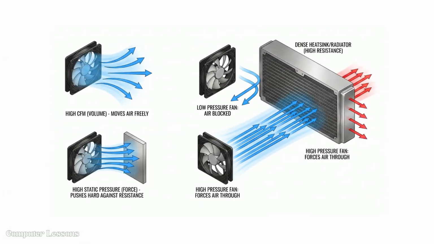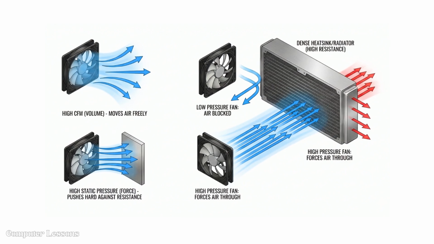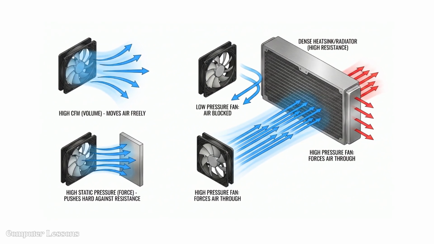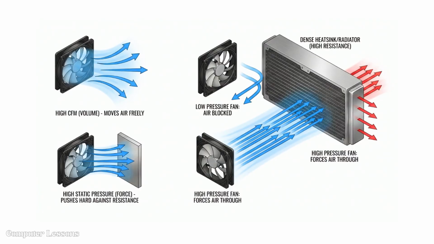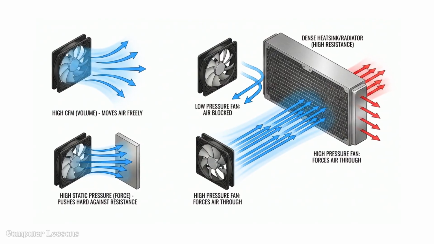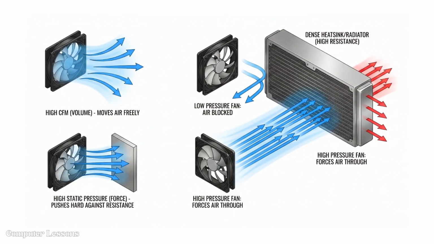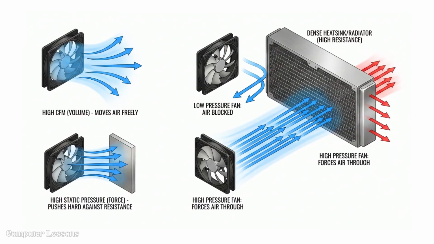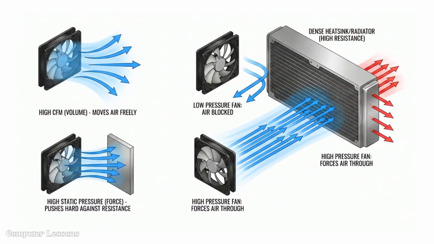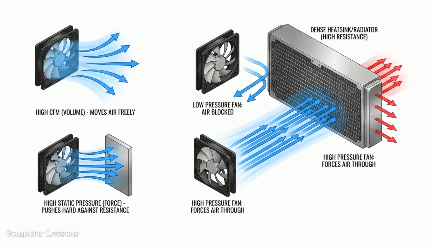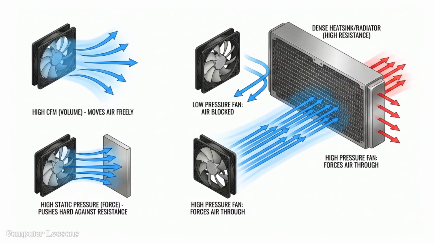Fans are rated by two metrics, CFM, or cubic feet per minute, and static pressure. CFM measures how much air the fan moves, while static pressure measures how hard the fan can push that air. For a dense heatsink or radiator, static pressure is more important because the fan needs to force air through the tight resistance of the metal fins.